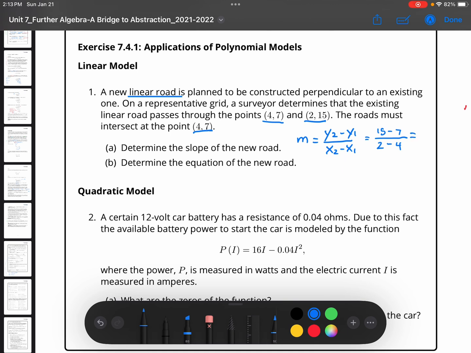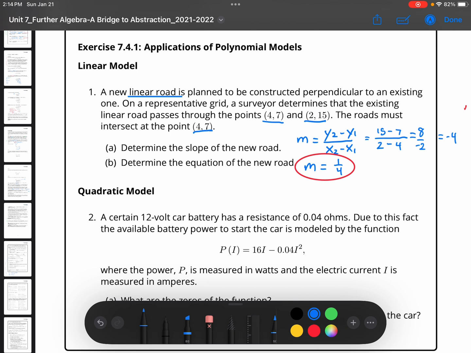When I do that, I end up with 8 over negative 2, which gives me a slope of negative 4. Now, remember that the road that you want on here is perpendicular to that line. So if the slope between the 2 points is negative 4, the road that would be perpendicular would have a slope that is the negative reciprocal of it, which in this case would be positive 1/4. Don't forget that I changed the slope only because the slope was perpendicular. So that's the answer to A.